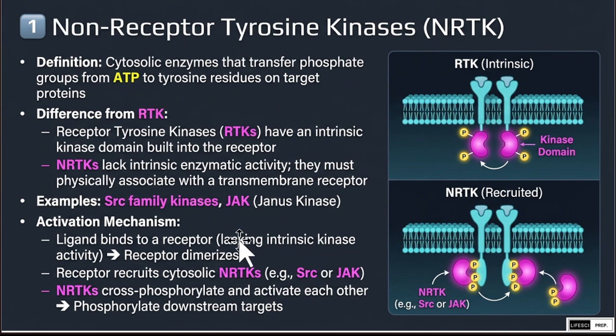Activation mechanism: ligand binds to the receptor, which lacks intrinsic kinase activity. Here, the receptor dimerizes. After the dimerization occurs, the receptor recruits some NRTK, that is JAK or STAT. And this JAK cross phosphorylates, meaning the receptor cross phosphorylates and activates the JAK protein, and the further downstream target is activated.